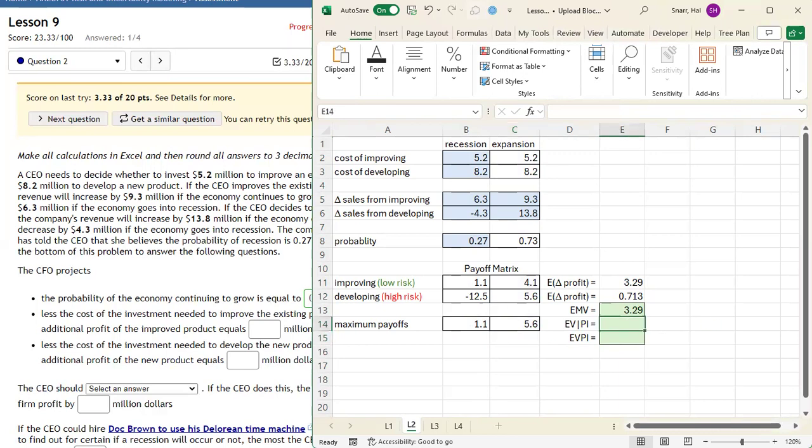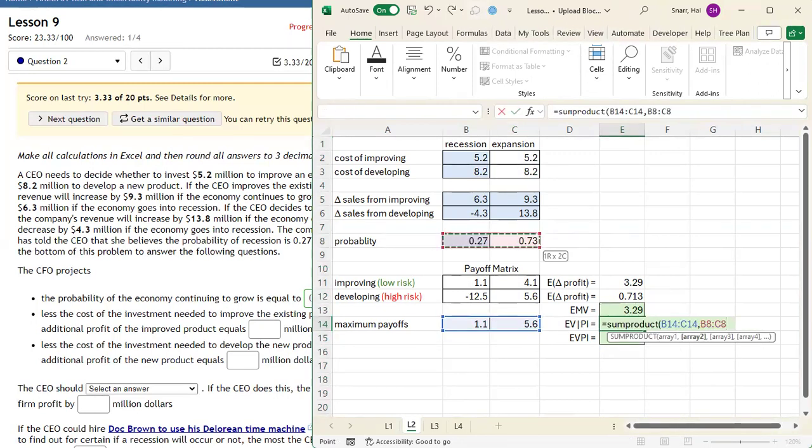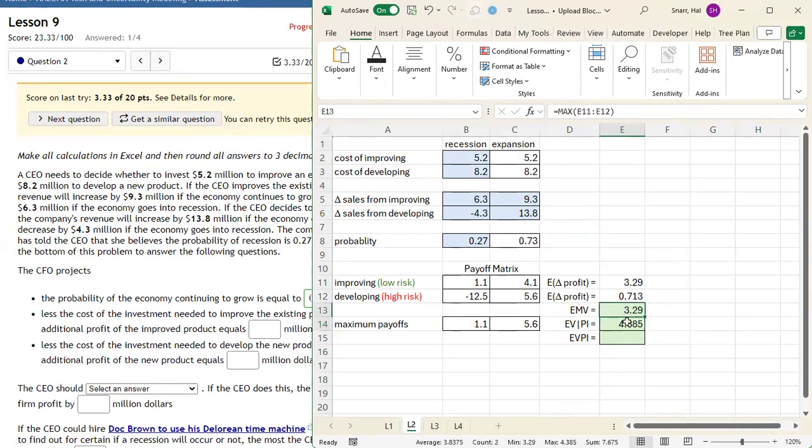The expected value given perfect information is the sum product of this row and the associated probabilities. And it equals 4.385. The expected value of perfect information is going to be the difference of these two. You can think of it as how much we'd be willing to pay somebody who had this perfect information. We'd be willing to pay that person up to this value.